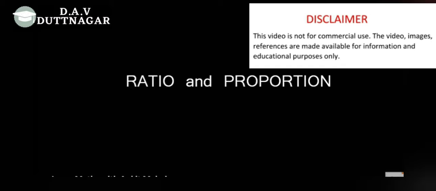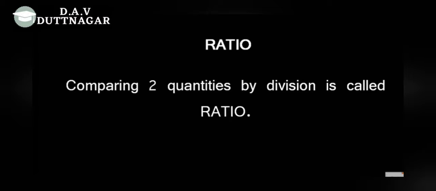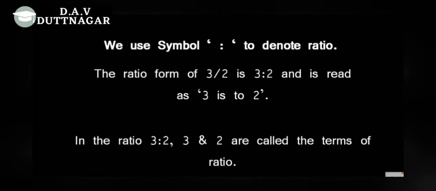In this video, we will learn about ratio and proportion. First question arises, what is ratio? Comparing two quantities by division is called ratio. We can compare two quantities either by finding their difference or by division. We use colon symbol to denote ratio.